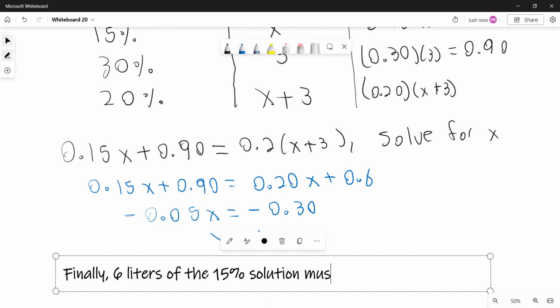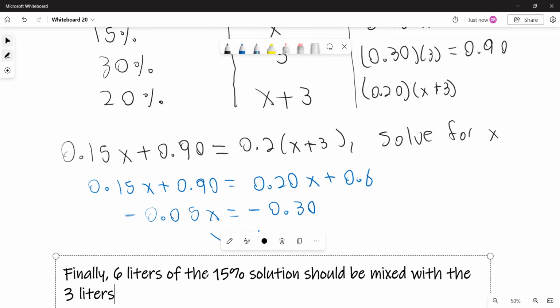So this one should be mixed with the 3 liters of the 30% solution in order to obtain a 20% solution.